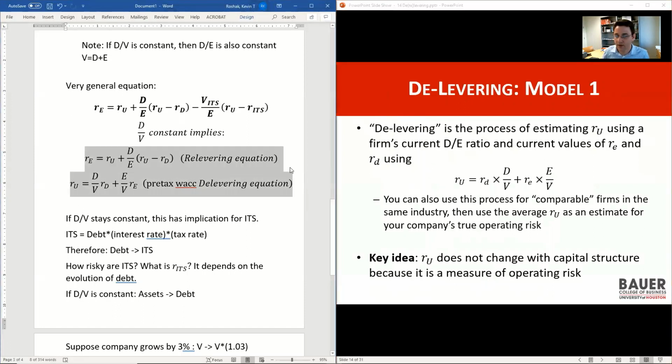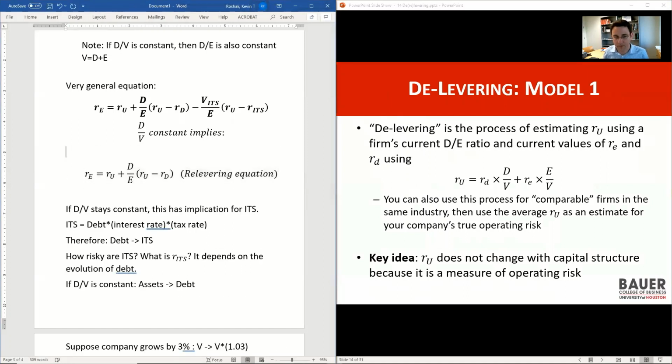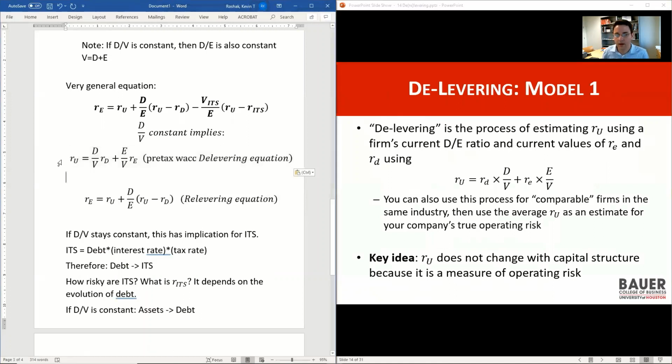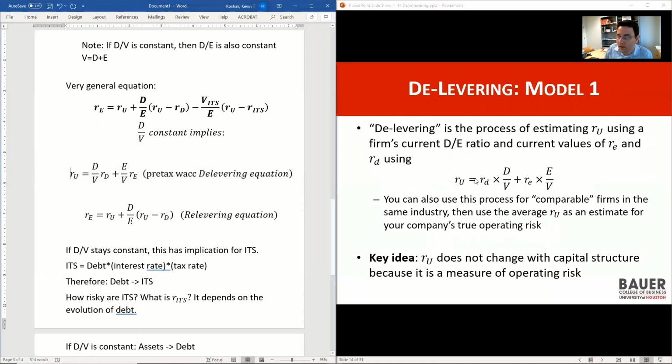For delevering, that's generally going to be the first step in these problems. So I'll put that up before the relevering equation here. What we're going to do is we're going to look at comparable companies to figure out what's going on with their assets. We're going to delever other companies using this delevering equation. That's going to give us the discount rate on the assets of those companies. And if our company has the same assets, then we can use that. So first thing, you get the return on the assets, and then you plug that into your relevering equation.